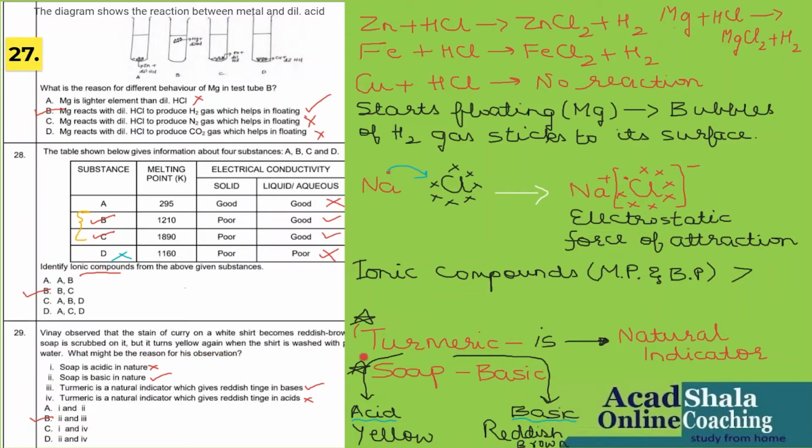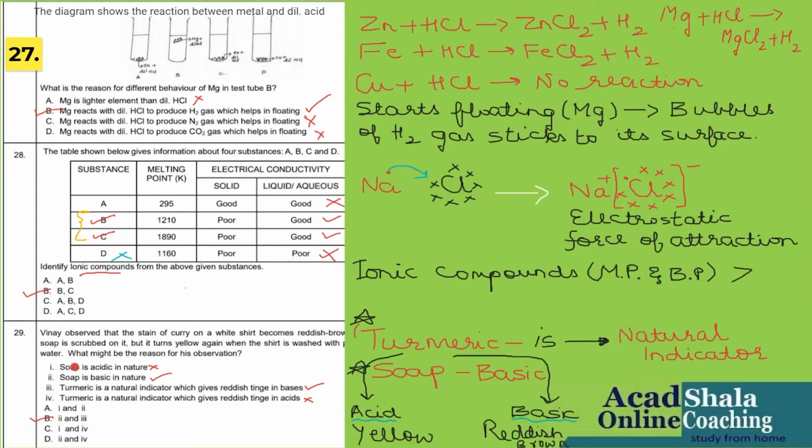Now, with my prior knowledge, I know that turmeric is a natural indicator. Another thing I also know is that soap is basic. Another thing I also know is that when turmeric is in acid, it turns yellow, and when it is in base, it turns reddish brown. So all this knowledge I am having. Now I will see among all these options what is correct and what is not.